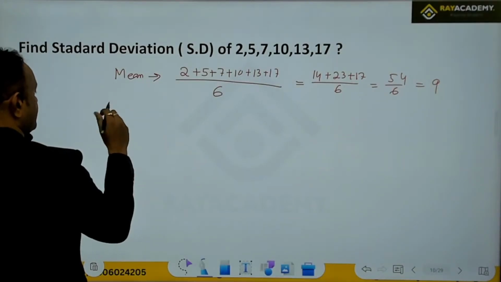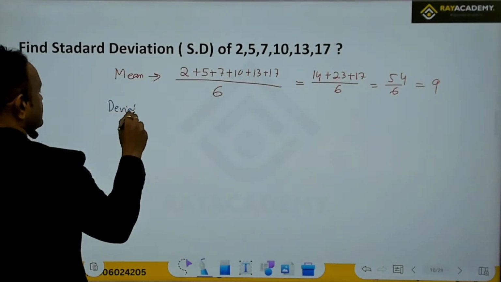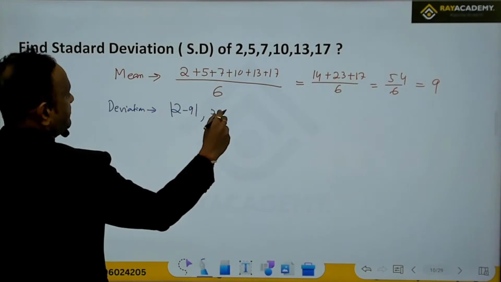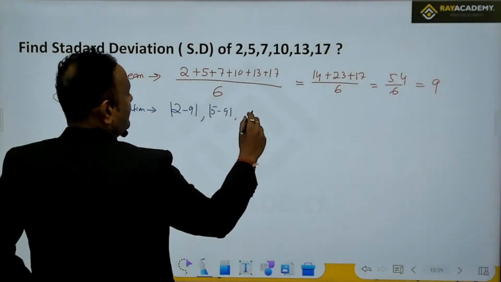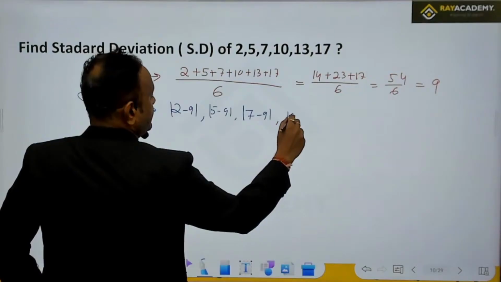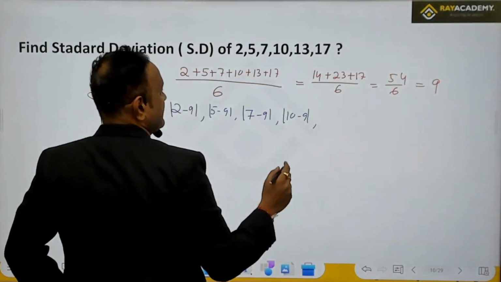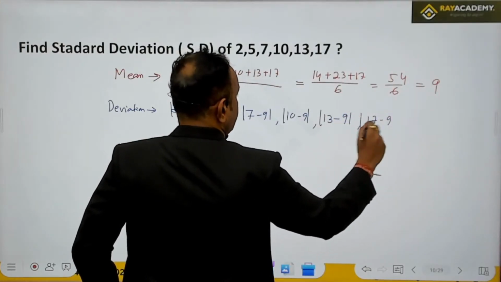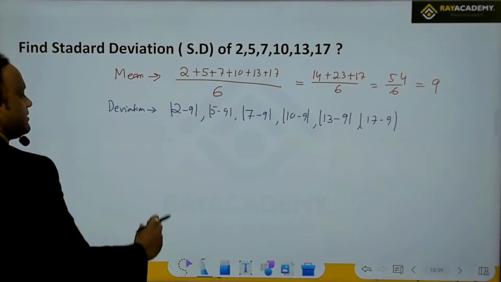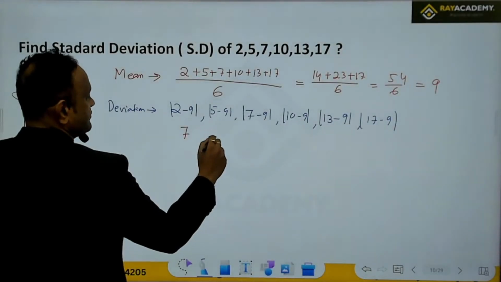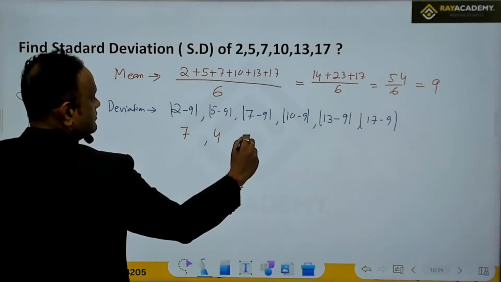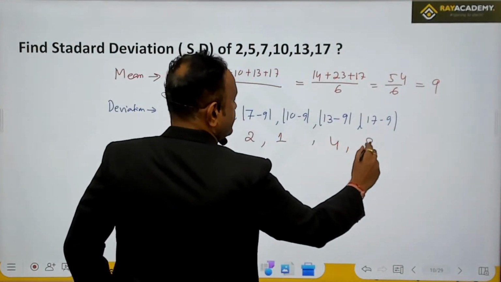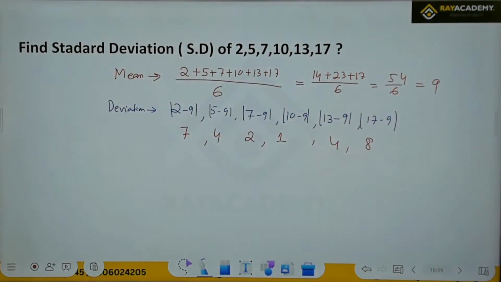Like in mean deviation, the approach is the same. First you find out the deviation for each number. The deviations are 2 minus 9, 5 minus 9, 7 minus 9, 10 minus 9, 13 minus 9 and 17 minus 9, taking the modulus since we want all of them positive. So the deviations we have calculated are 7, 4, 2, 1, 4, 8.